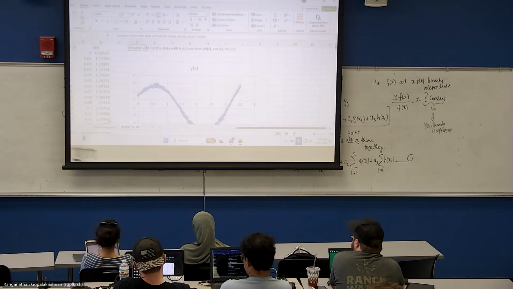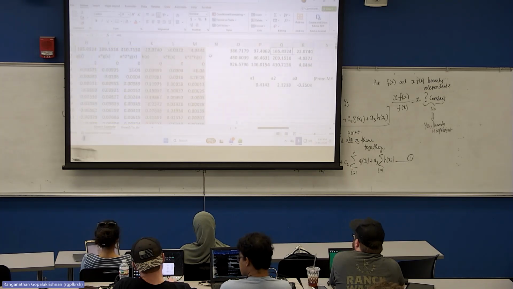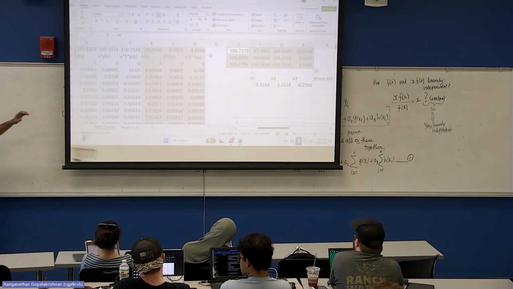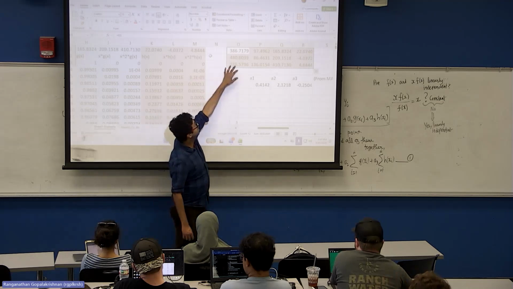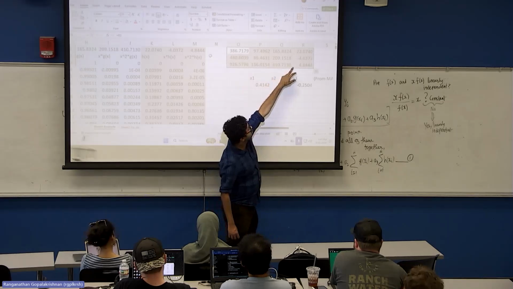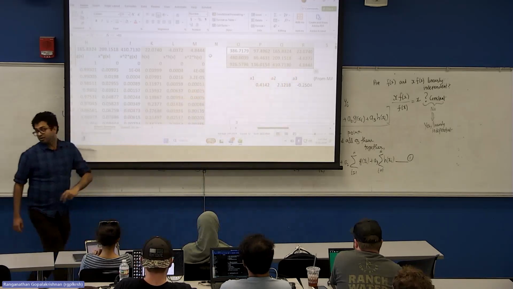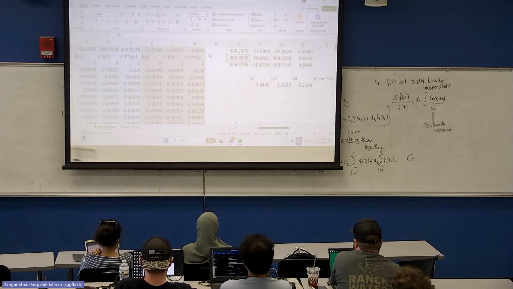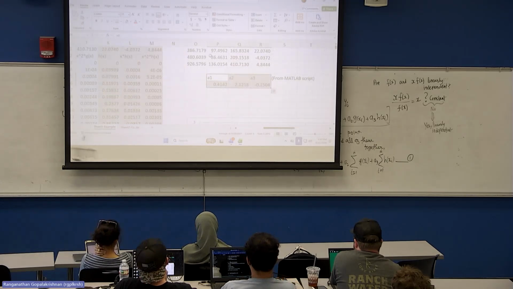Okay. So once I have these sums, I have a matrix here. This is essentially the three equations. 386 is the coefficient of A1 plus 97 A2 plus 165 A3 equal to 22.07. So three equations. From there, I used the MATLAB script to solve for A1, A2, A3. And here are the three values. This is like the weighting factor.